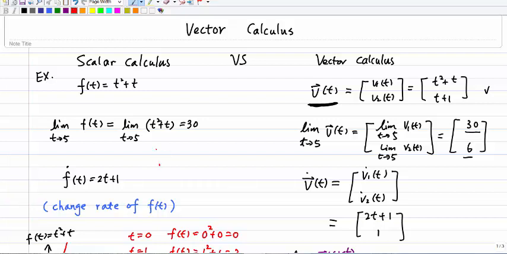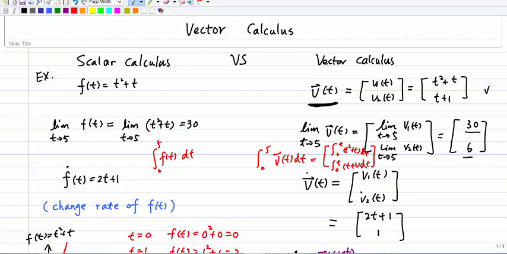You can also talk about integration. You can also do the integration of f(t). I didn't include it over here, but you can also do the integration from 0 to 5 of v(t) dt. Again, this will be just each individual component: for v1(t), it will be the integral from 0 to 5 of t squared plus t dt, and for this one, the integral from 0 to 5 of t plus 1 dt. So you just do integration for each individual component.